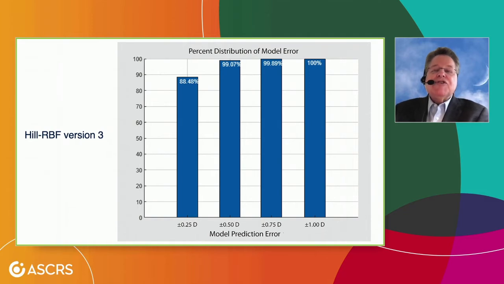And for version 3, just to kind of get started here, the database that we used for version 3 was expanded over version 2. And for that database, we could fit the artificial intelligence model to within half a diopter at about 99.1% accuracy for that data.